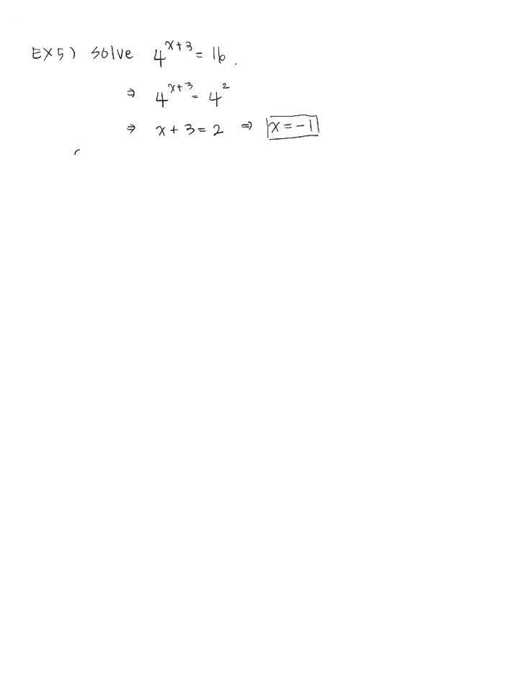All right, so now we check. When x equals negative 1, we have 4 to the negative 1 plus 3. Question is, is that going to equal 16? So let's compute this side. On the left-hand side, 4 to the negative 1 plus 3 is 4 squared, which will give us 16, which matches up. So therefore, our solution set is negative 1.